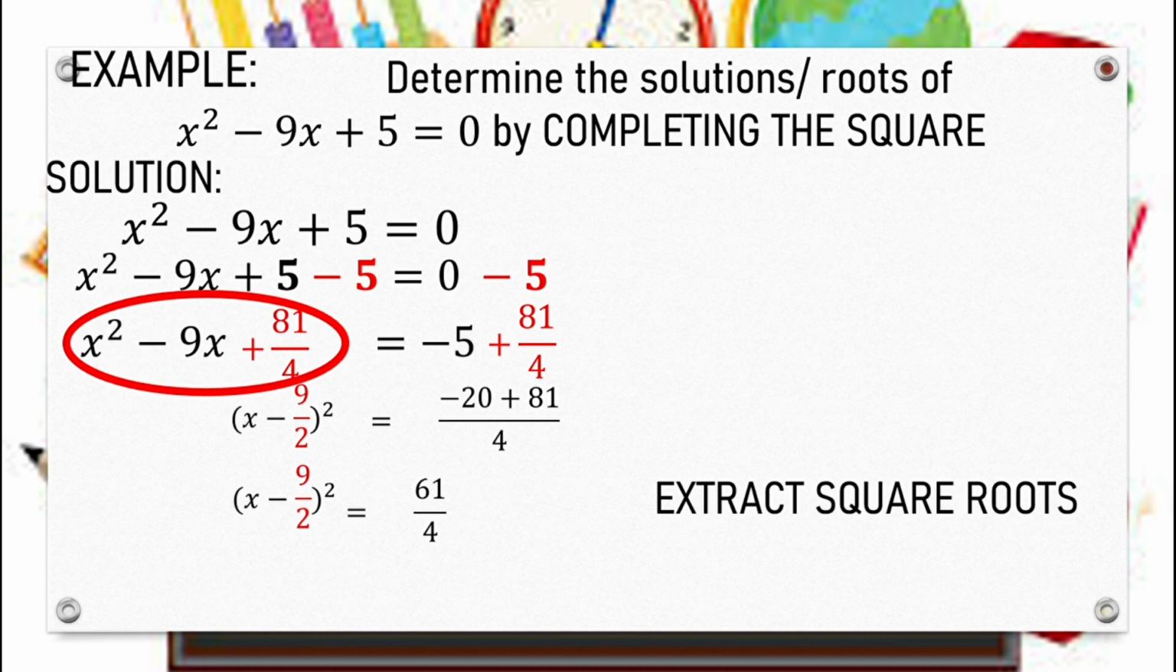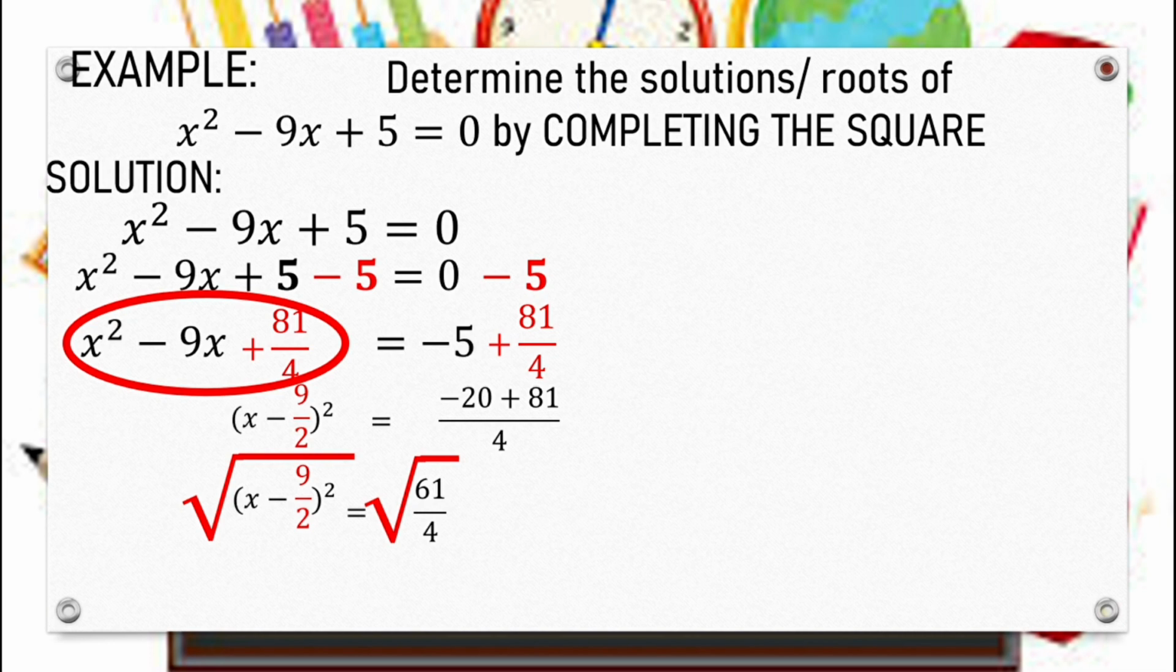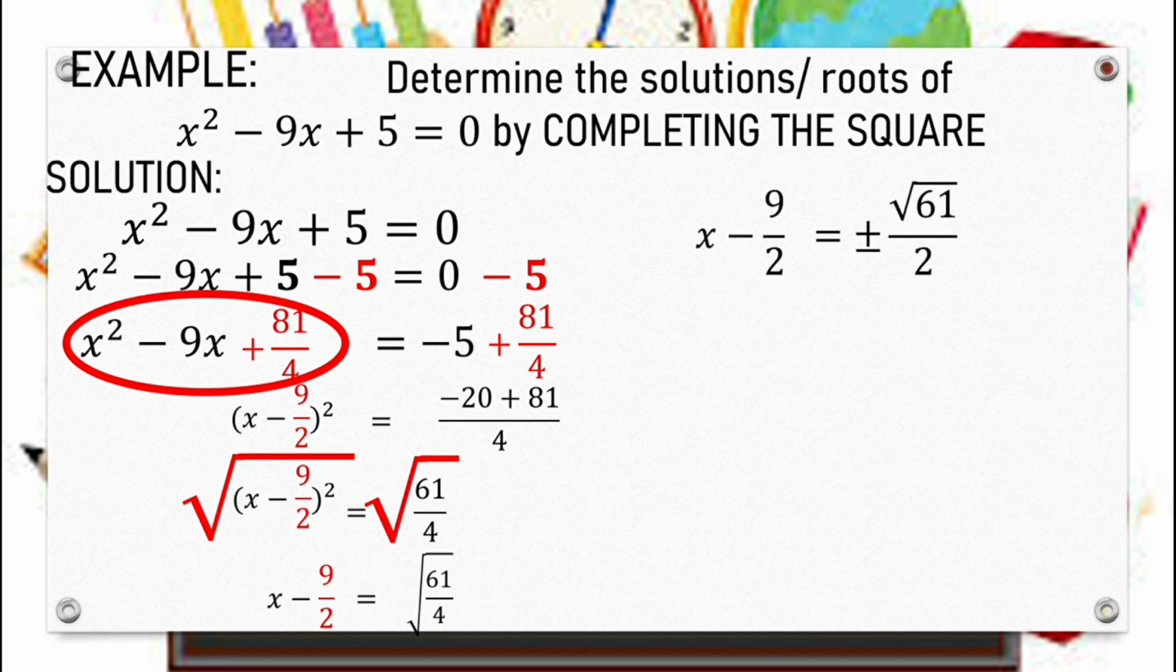Then, we will apply extracting square roots as we eliminate exponent 2 on the left side of our equation, leading us to x minus 9 halves equals square root of 61 over 4. Then, let's simplify. x minus 9 halves is equal to positive or negative square root of 61 all over 2. Here, 61 is not a perfect square and it doesn't have factors where one is a perfect square and the other is a non-perfect square. On the other hand, 4 is a perfect square and square root of 4 is equal to 2.